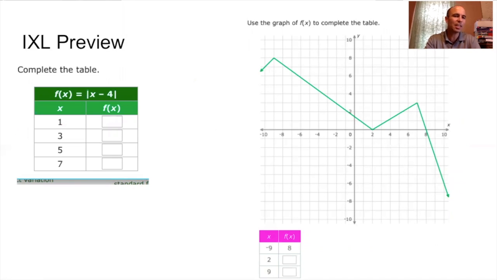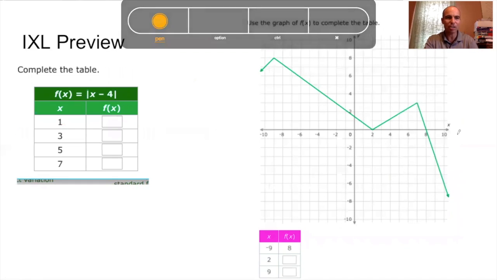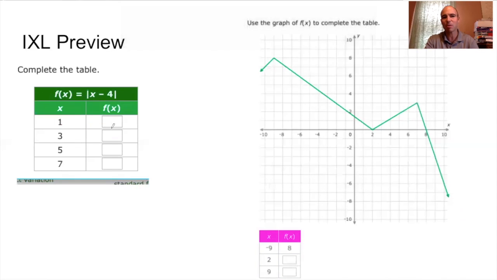Again, here, this is a data table. All you're going to do is plug in your x and see what you get for f of x. 1 minus 4 is negative 3, the absolute value. The absolute value of negative 3 is just 3, so there's your answer, positive 3.